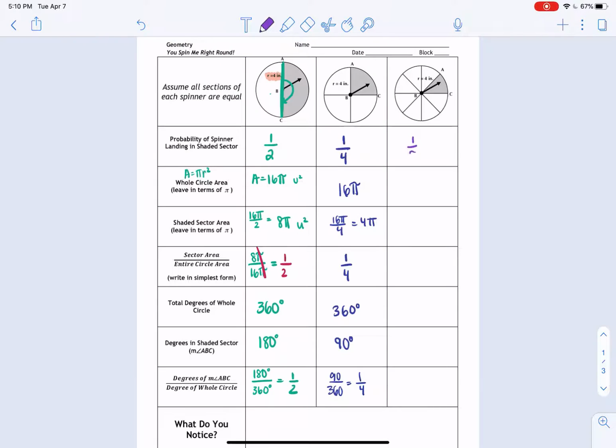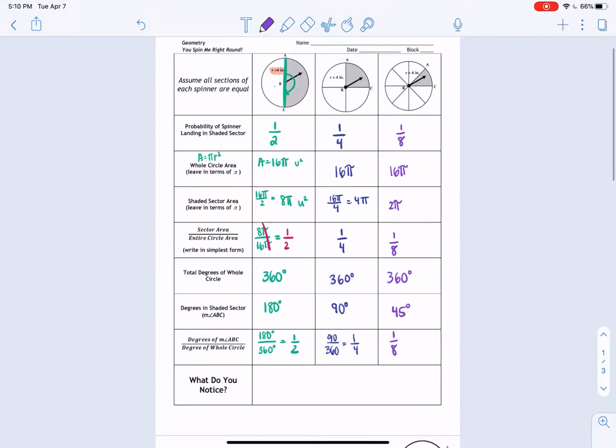Here we have 1/8 of the slice. Total area is still 16 pi. The area of just the shaded sector is 2 pi. When we divide these two, we get 1/8. This is still 360. This is now 45 degrees, and this is now 1/8.